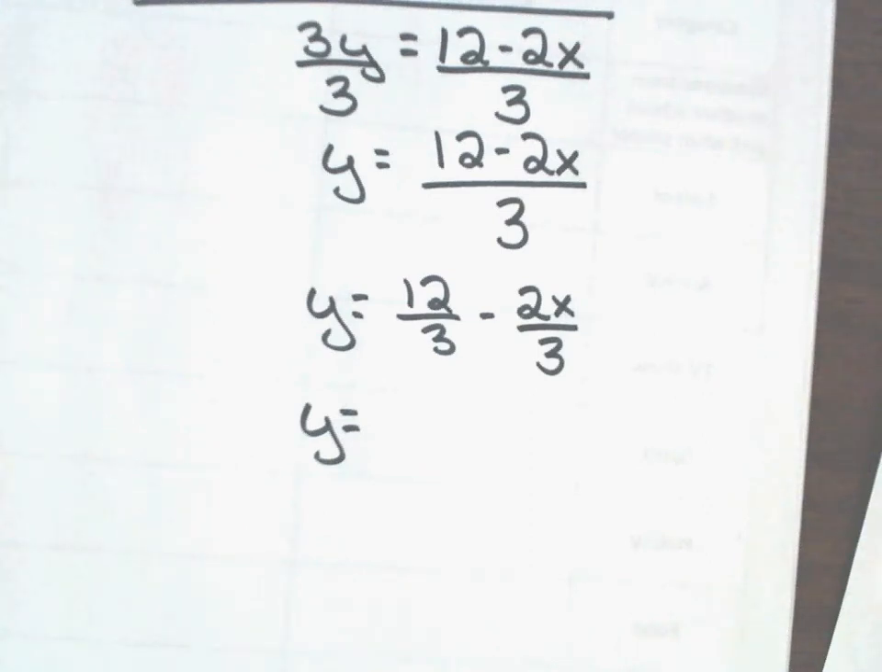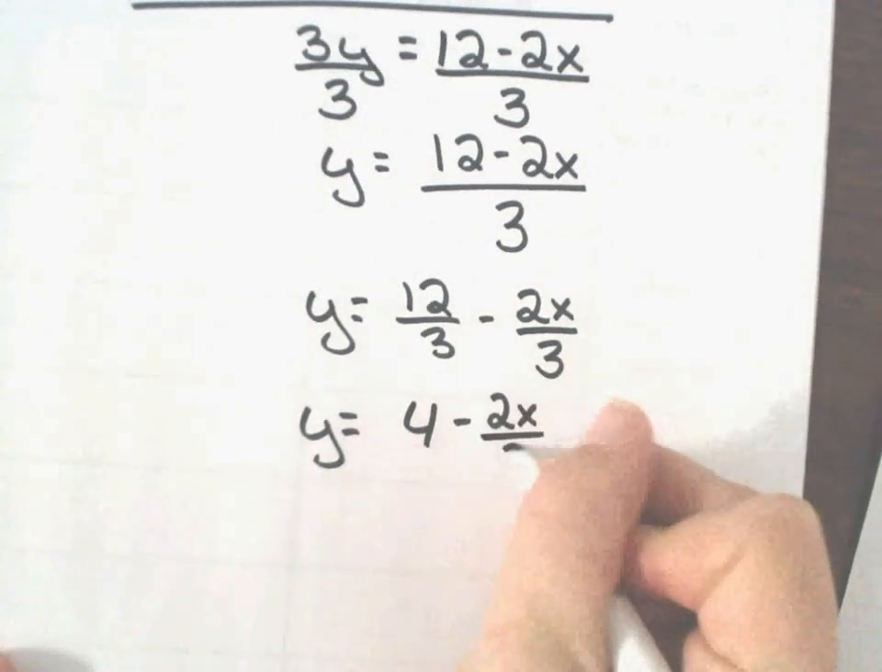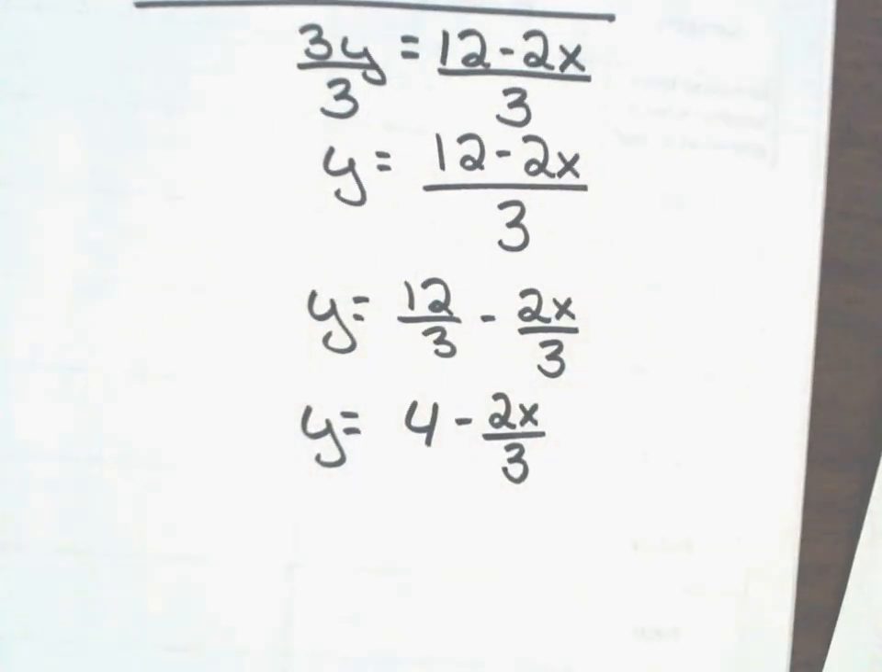I got you. Hold on. Y equals 12 over 3 minus 2x over 3. Now, what's 12 divided by 3? 4. So the other acceptable answer would be 4 minus 2x over 3. That's all I'm saying.